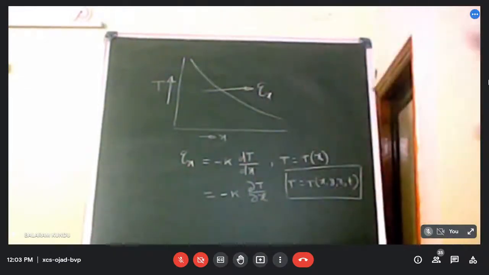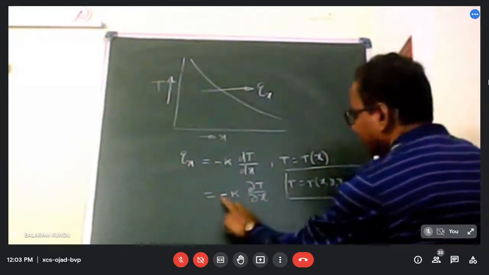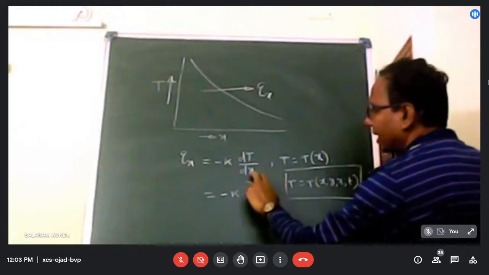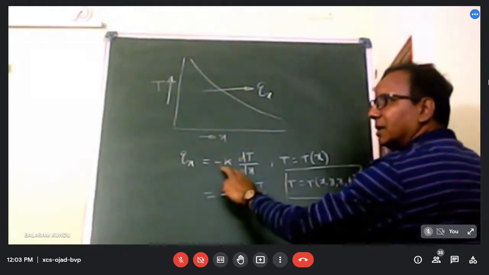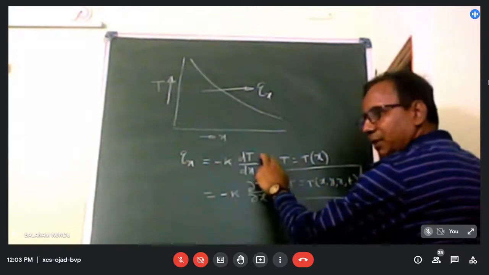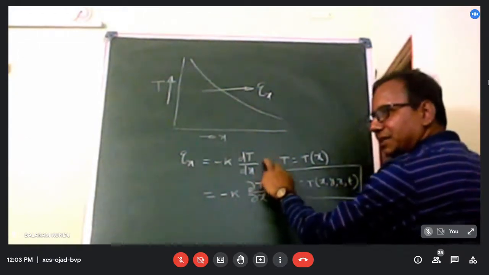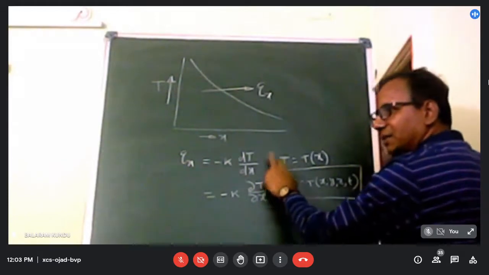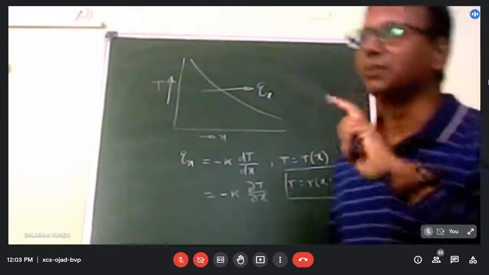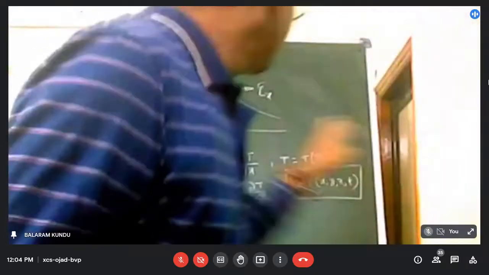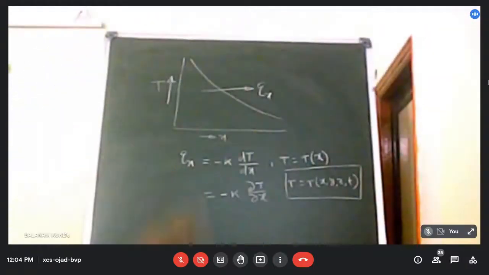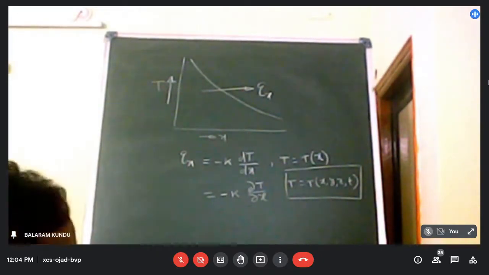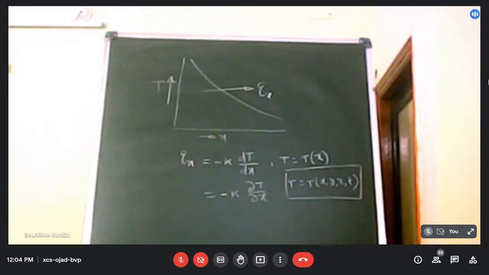So in this case, Qx depends on t. Here Qx does not depend on t, because it is a steady state situation, steady flow situation. So temperature is only a function of x. There is no time. The first mathematical expression is correct for temperature only a function of x, and the second mathematical expression is a general expression.